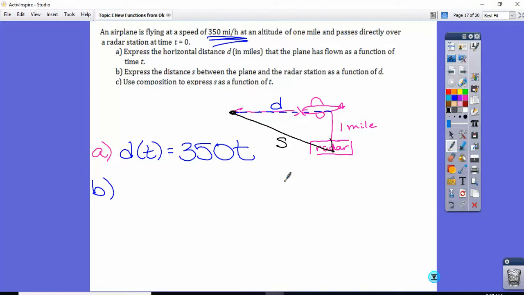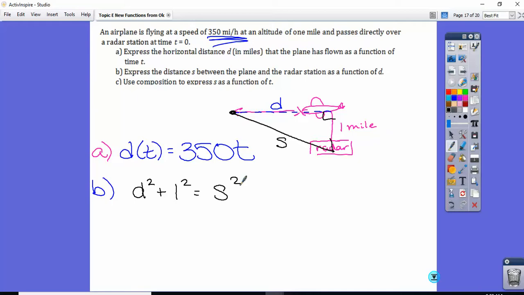What kind of triangle is that? Right triangle. What do you know about right triangles? Pythagorean theorem. A squared plus B squared equals C squared. So d squared plus 1 squared equals s squared.